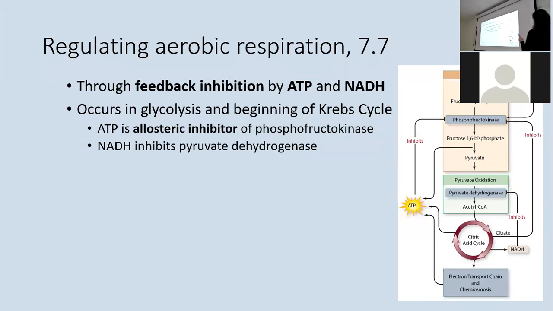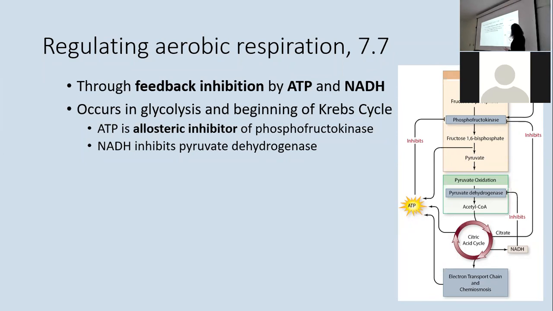So in aerobic respiration, we see this in glycolysis and the Krebs cycle, 2 little feedback inhibition examples. One, ATP is an allosteric inhibitor of phosphofructokinase. Not that you need to know phosphofructokinase, but it's an enzyme in glycolysis, right? So ATP is an allosteric inhibitor of one of the enzymes in glycolysis. So when you have enough ATP, it'll actually turn glycolysis off, basically.